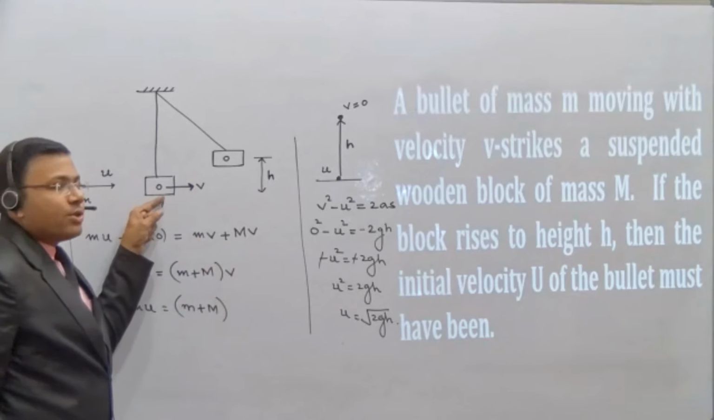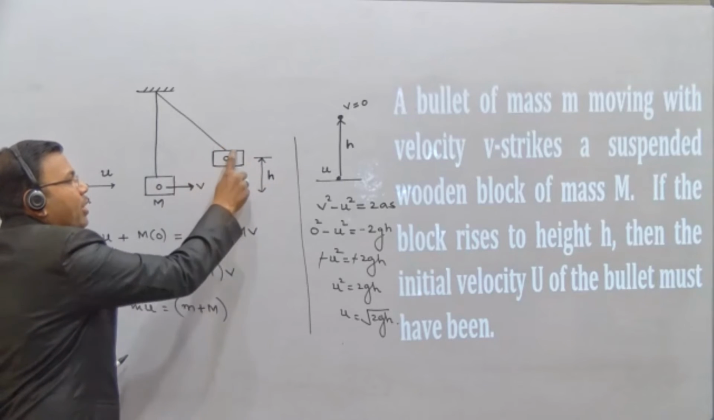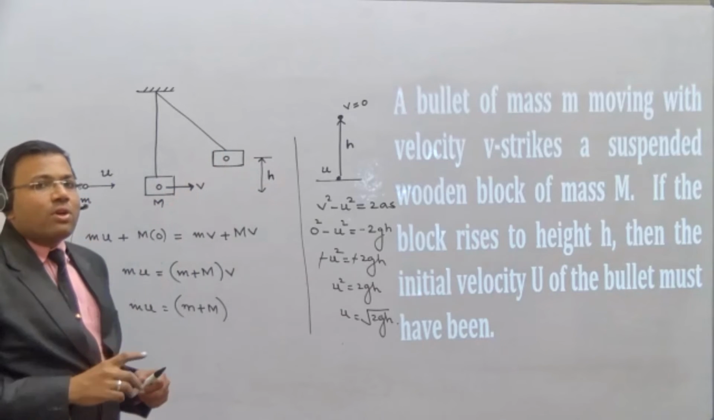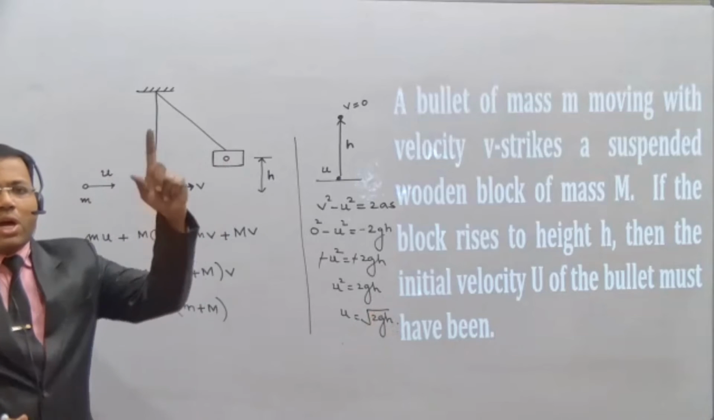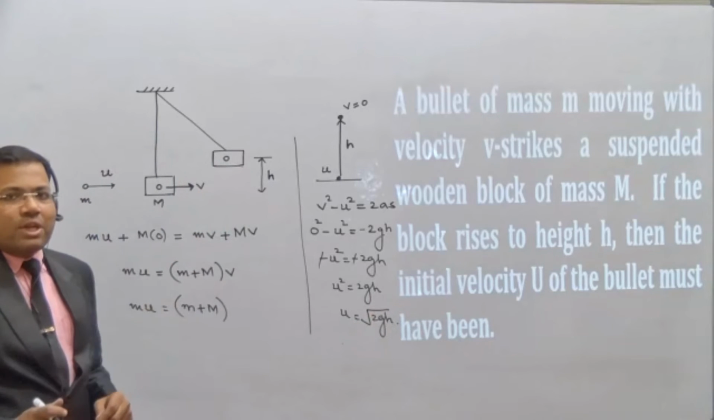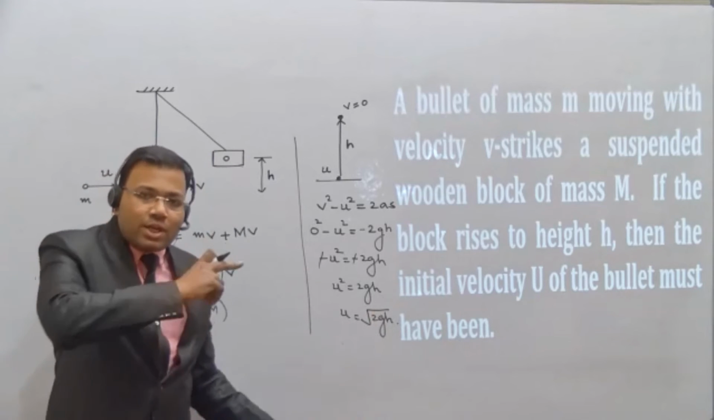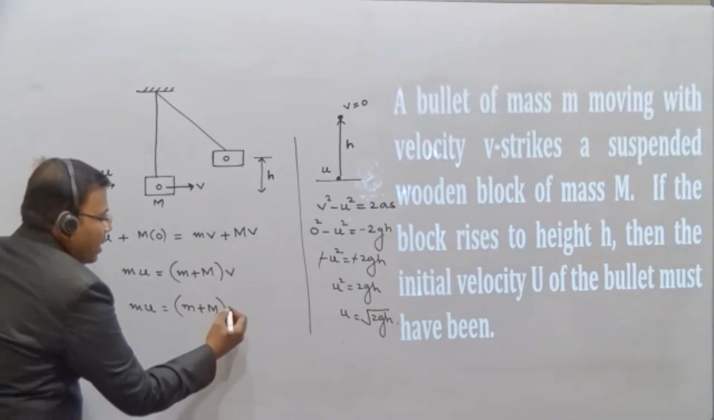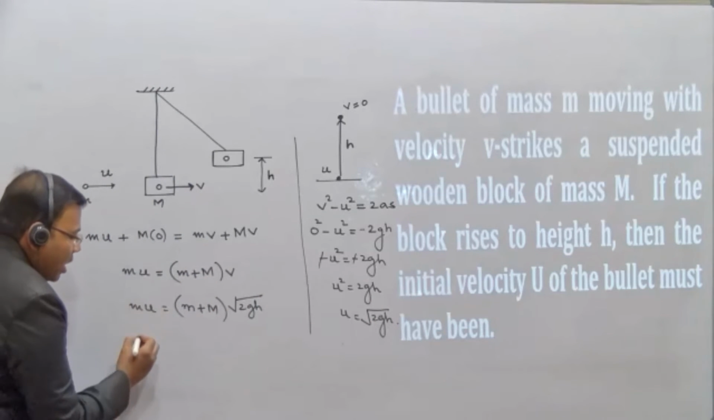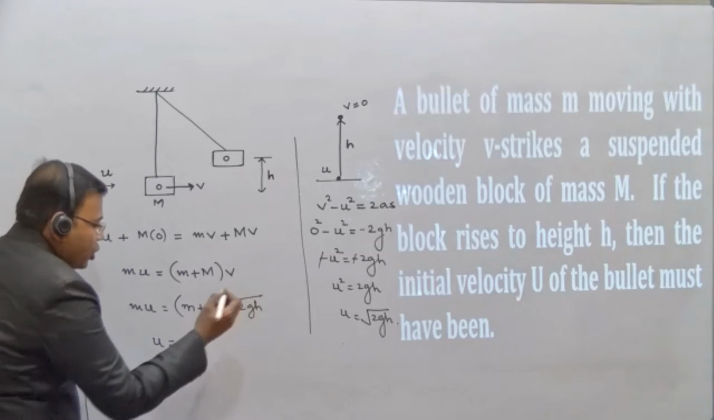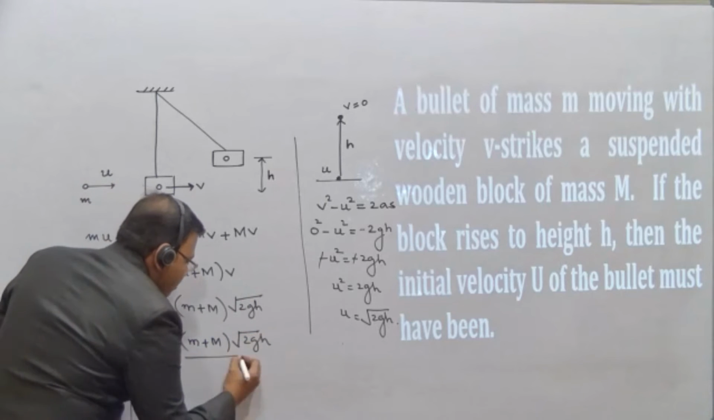I want this object, the combined mass, to reach a height h. So how much should this velocity be? This velocity must be equal to under root of 2gh, only then the block and the object will rise to the height h. If it is even slightly less, it is not going to reach that height. So this v I am writing as under root of 2gh. Pay attention, what are we getting here? As per the question we need to calculate u. So u is m plus M into under root of 2gh divided by this small m.